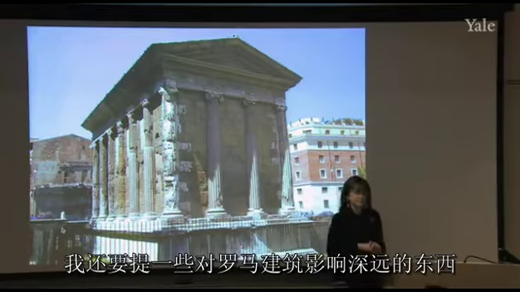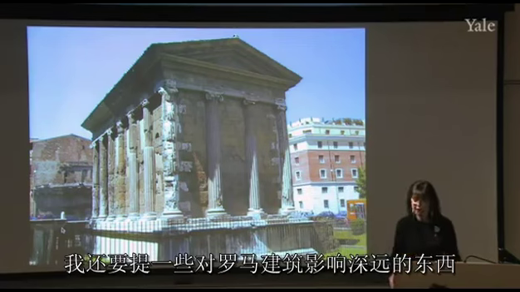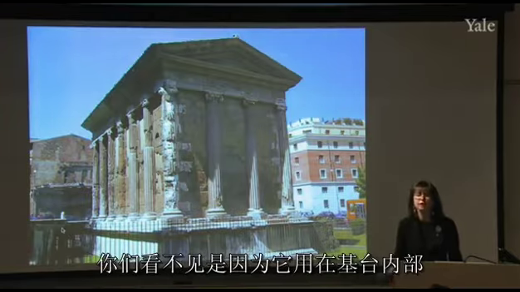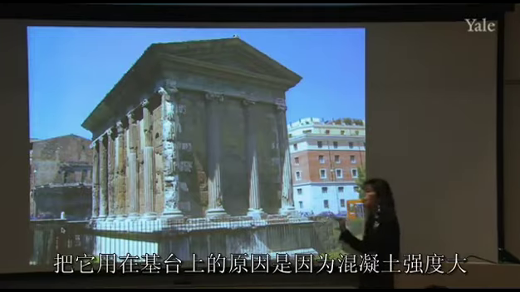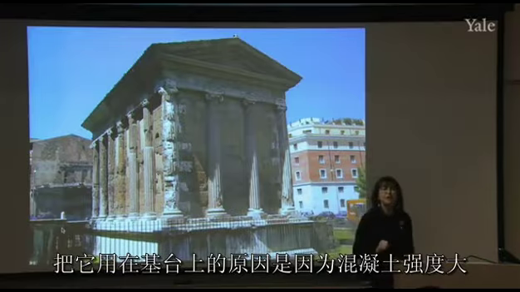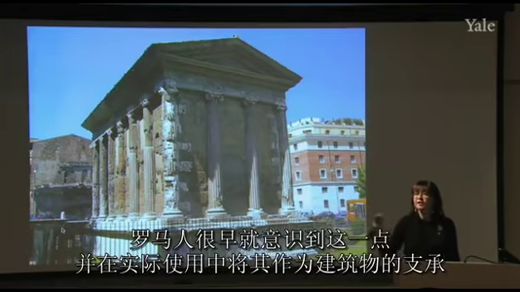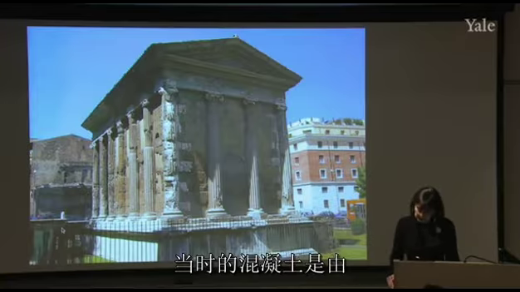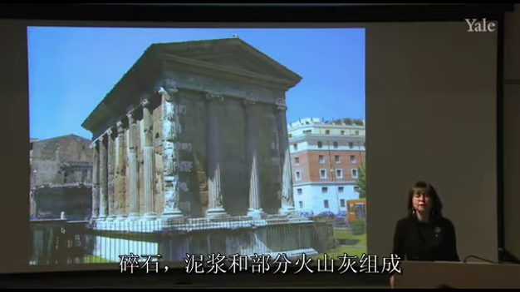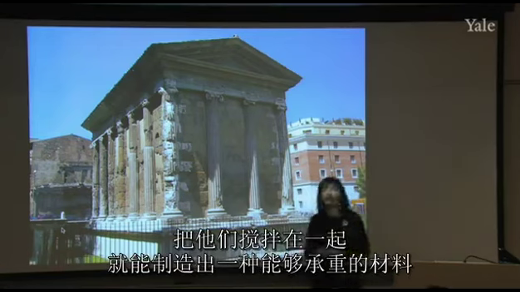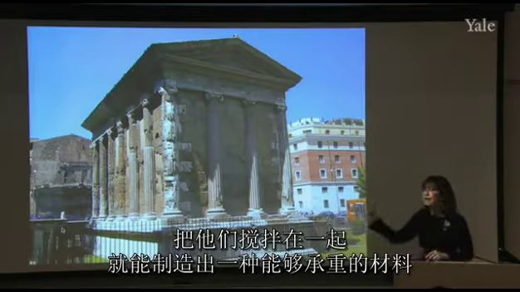I also need to mention something very important for the future of Roman architecture, and that is that concrete construction was used in the podium. You don't see it; it was only used inside the podium. The reason is that concrete is very strong. It can sustain great weight, and the Romans recognized very early on that they could use it in utilitarian ways to help support buildings. At this particular time, the concrete was made up of rubble and liquid mortar and a dash of volcanic dust, brought together to create a material that could sustain great weight.